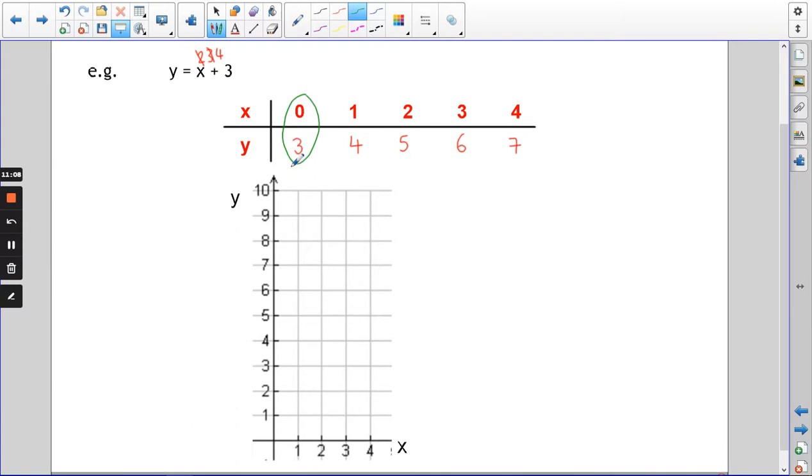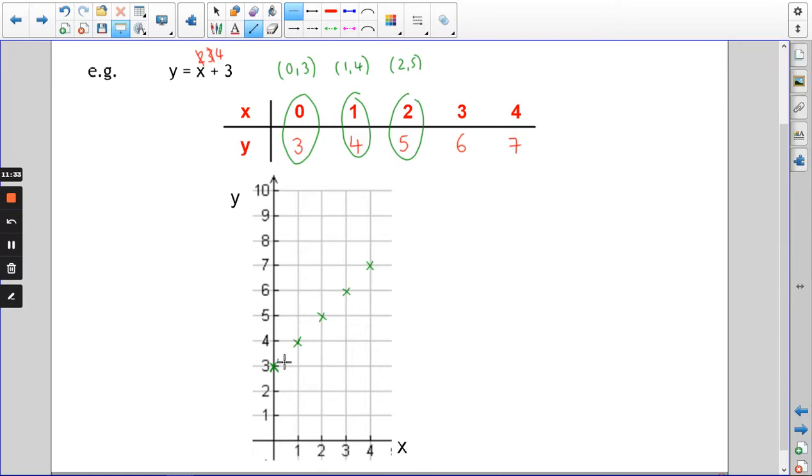So where it says 0, 3, what that means is 0, 3. So none across and 3 up. So that goes there. This one means 1, 4. So it goes there. This one would be 2, 5. So it goes there. Then we've got 3, 6. Then we've got 4, 7.